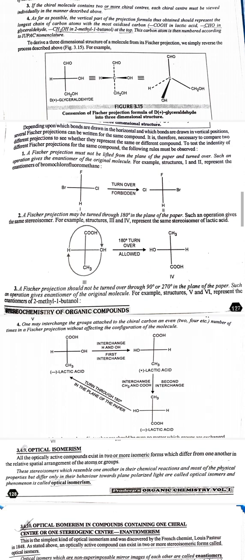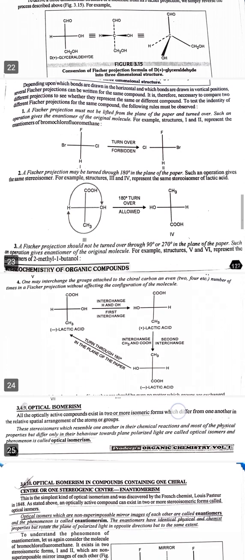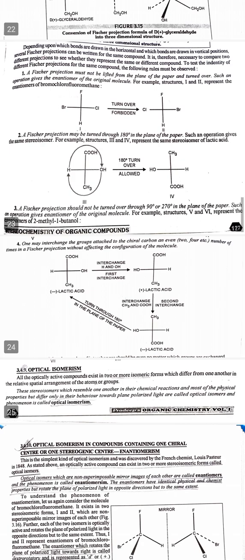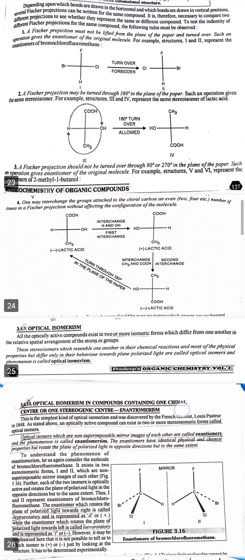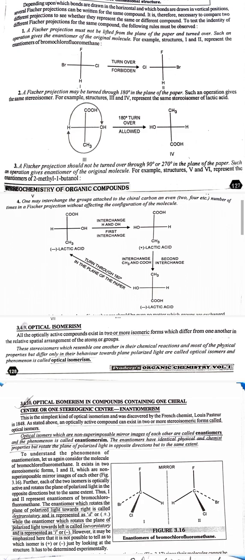A Fischer projection must not be lifted from the plane of paper and turned over. Such an operation gives an enantiomer of the original molecule. For example, structures. A Fischer projection may be turned through 180 degrees in the plane of paper. Such an operation gives the same stereoisomer. A Fischer projection should not be turned through 90 degrees or 270 degrees in the plane of paper. Such an operation gives an enantiomer of the original molecule.